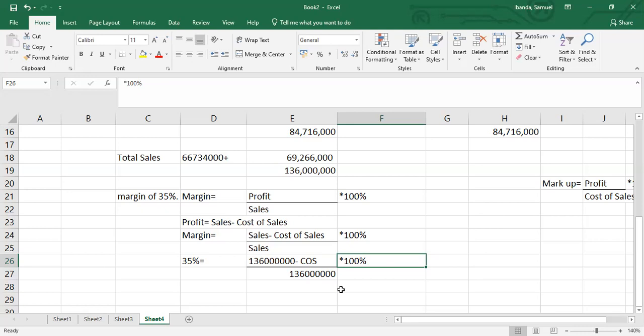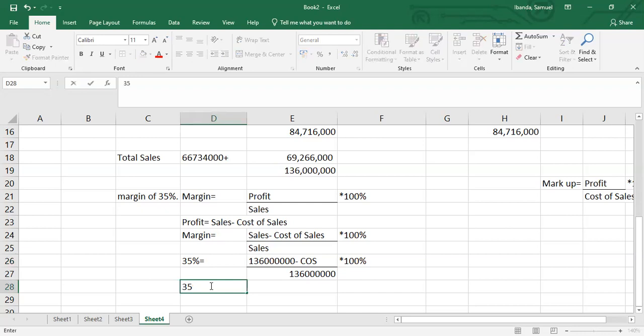So I'm going to modify this working. I'm going to first divide by 100% each side, so basically this will be 35 divided by 100.